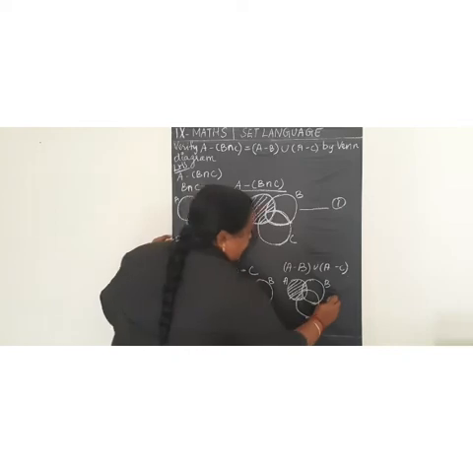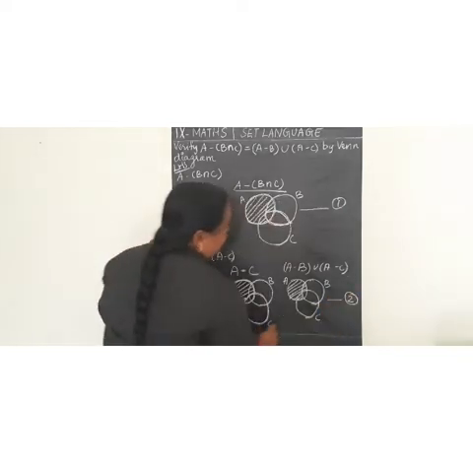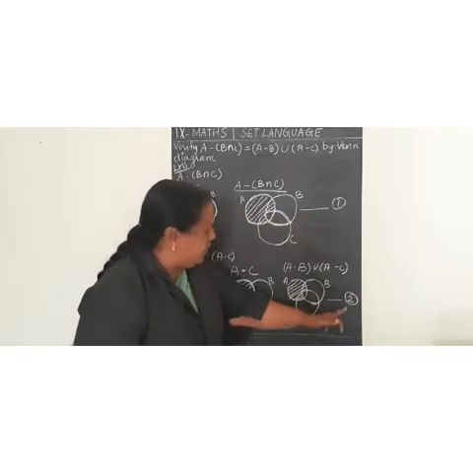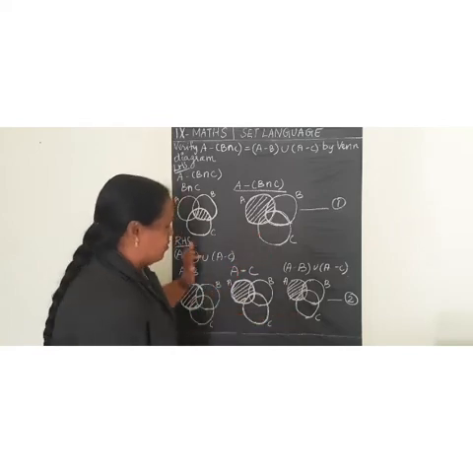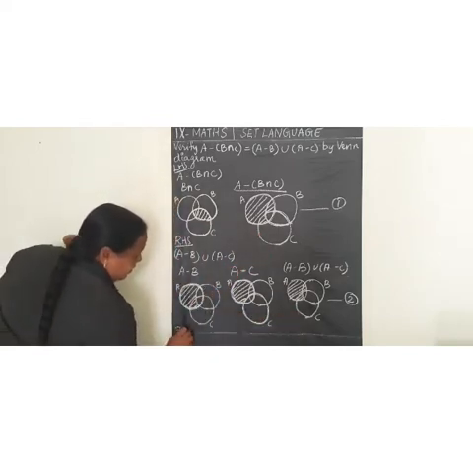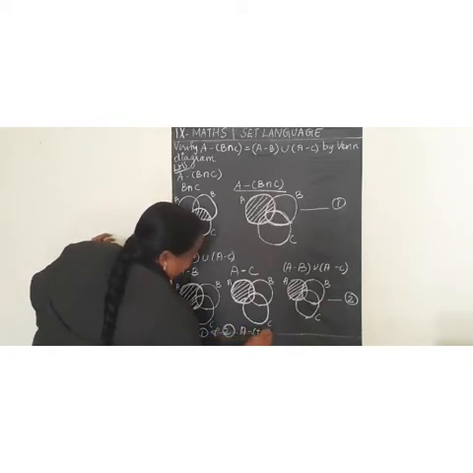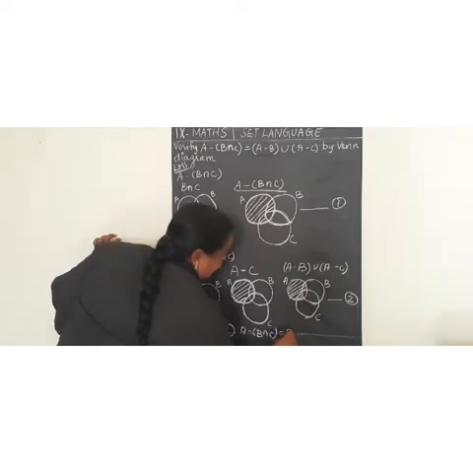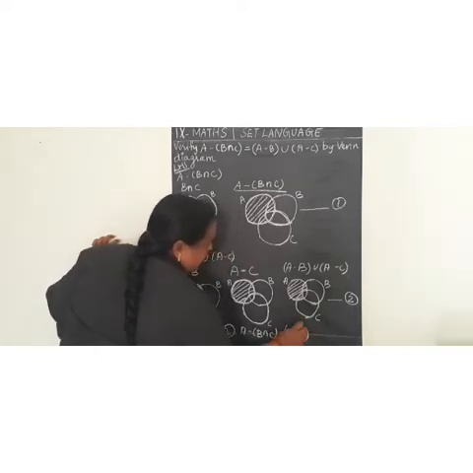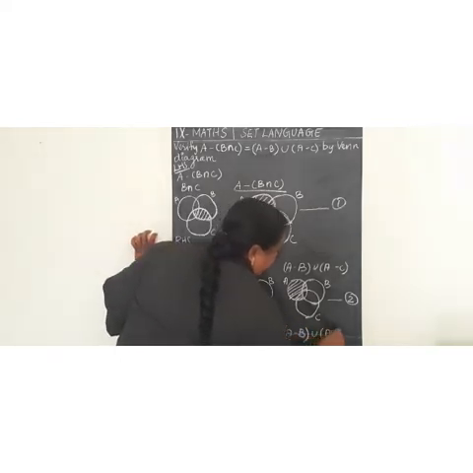You have to mark this as equation 2. Now see, equation 1 and equation 2 are both the same. So from 1 and 2, A minus B intersection C is equal to A minus B union A minus C.